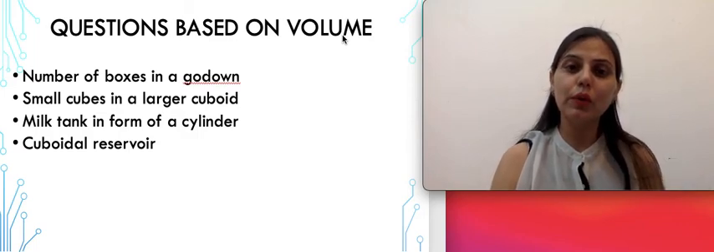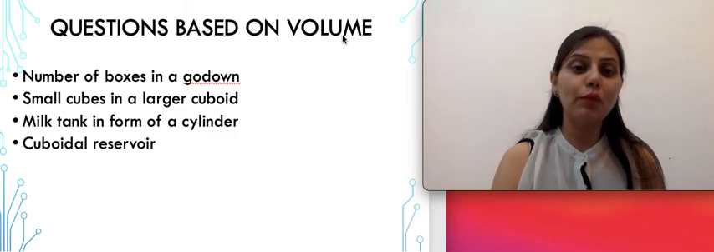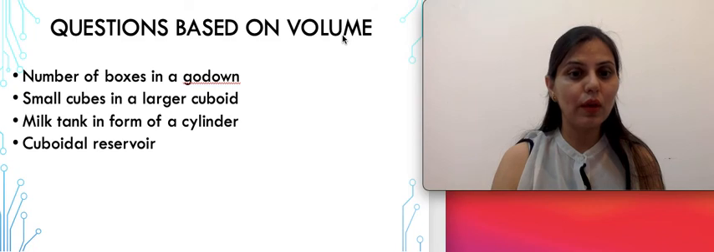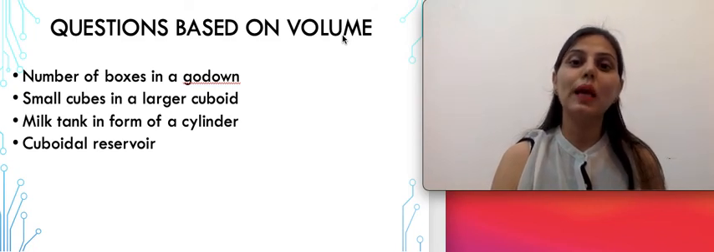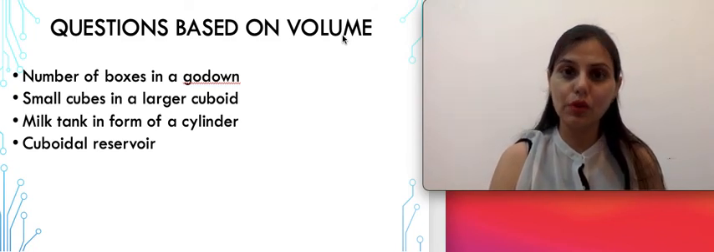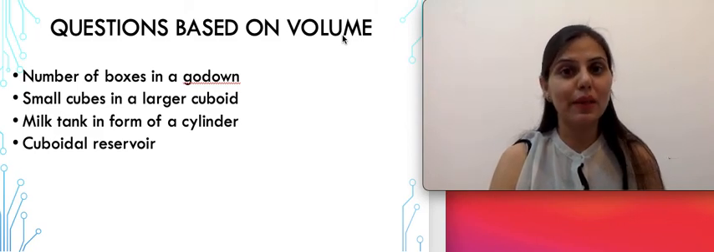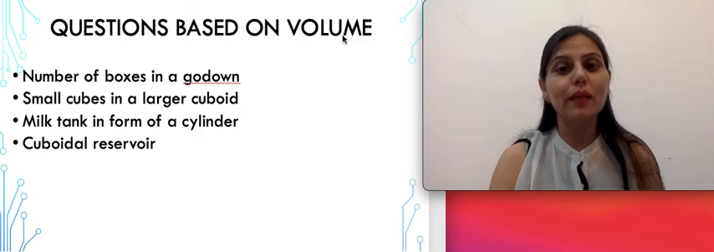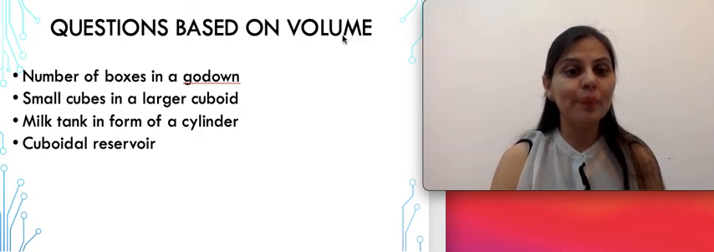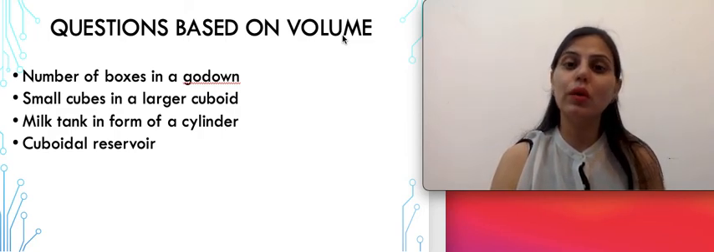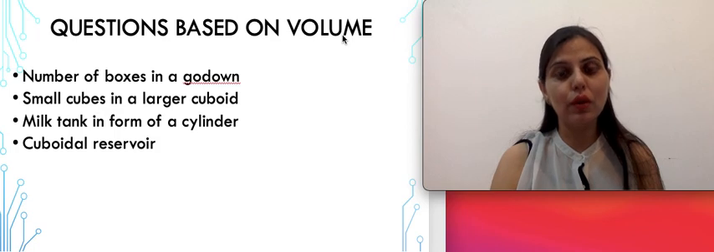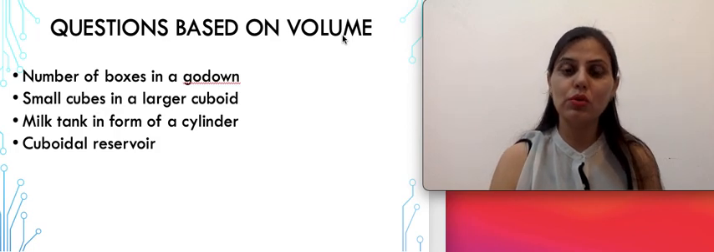Now for volume, the kind of questions that we generally get in the exam are the number of boxes that you have to calculate in a godown, or how many small cubes can be placed inside a larger cuboid, or if a milk tank is in the form of a cylinder, what is its capacity, how much milk can be stored in it. Sometimes we need to find the cost also. Sometimes the questions are based on a cuboidal reservoir or a cuboidal shaped tank. So all these kinds of questions are there in exercise 11.4, and of course we are going to do some extra questions also based on that.